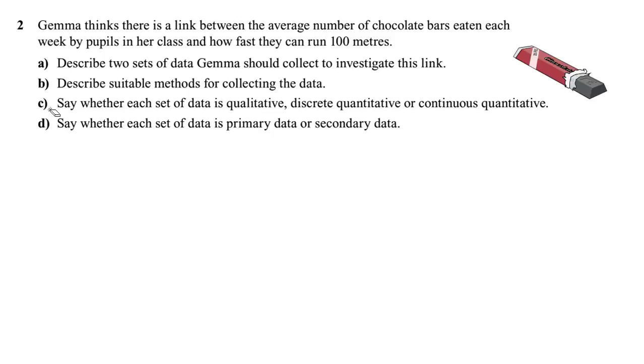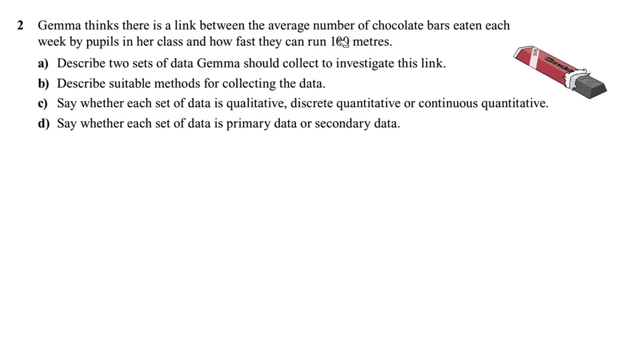Okay. Question C, say whether each set of data is qualitative, discrete quantitative, or continuous quantitative. Now, the average number of chocolates, you can only get this by counting. So that's going to be quantitative. Now, the chocolate bars could be 1, 2, 3. We're not talking about how heavy the chocolate is. We're talking about how many bars there are. So that's going to be discrete quantitative. Quantitative because they're numbers, discrete because they can only be 1, 2, 3. You can only count them to get whole numbers.